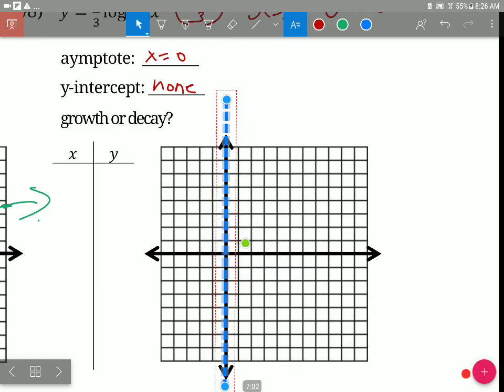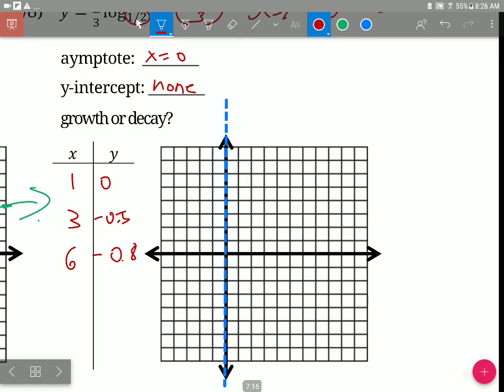So we got 1, 0. Let's do 3, negative 0.5. Let's pick another one, 6, negative 0.8. Do you ever get a whole number? Oh, 8, negative 1. That's way over here. So this guy is really, really flat. But the overall point is it's going down, so this is a decay function. Done.